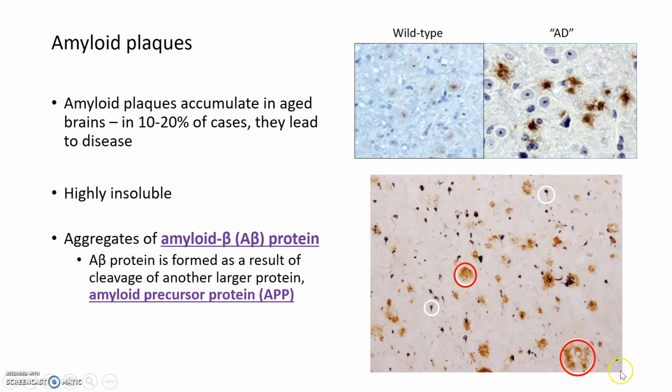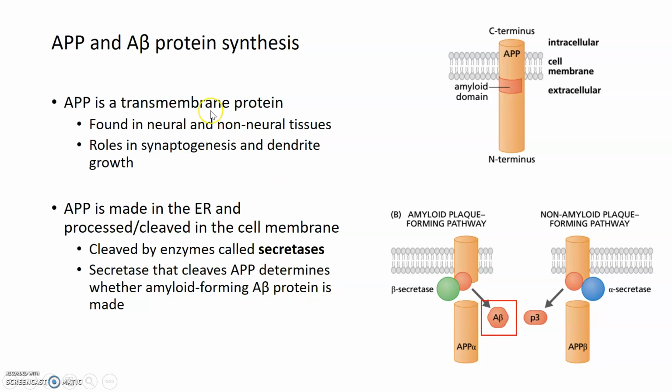And you can see here, the ones circled in red are the amyloid plaques. And you can see them here as well, staining dark brown. And these amyloid beta proteins that generate amyloid plaques are formed as a result of the cleavage, or basically the cutting, of another larger protein called amyloid precursor protein, or APP. And so the way that APP makes a beta protein, which can then lead to the formation of amyloid plaques, can be seen in the next couple slides.